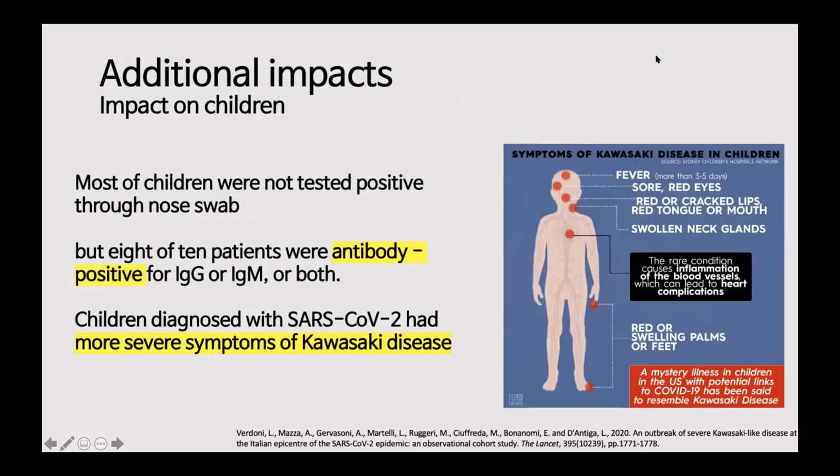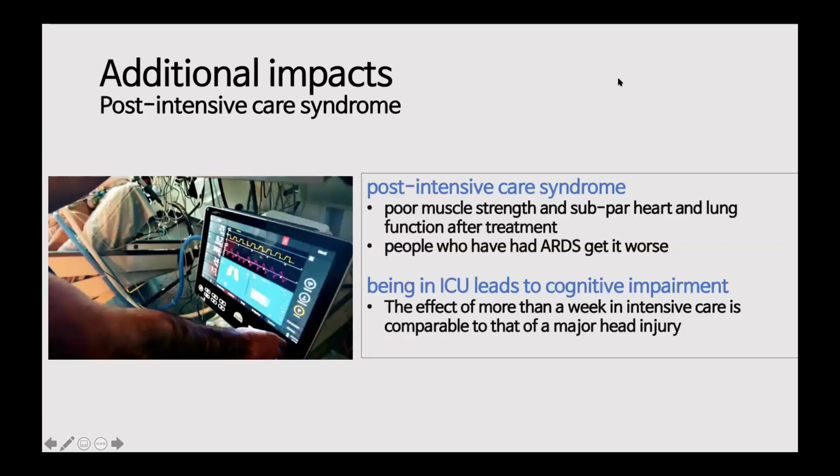But I also have to mention that most people who have severe COVID-19 are taken into ICUs or negative-pressure rooms. So when they get intensive care in these beds, they are likely to have poor muscle strength and poor lung function after they get treatment. And people who have ARDS get it worse.